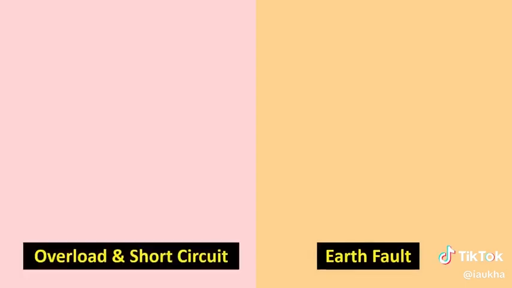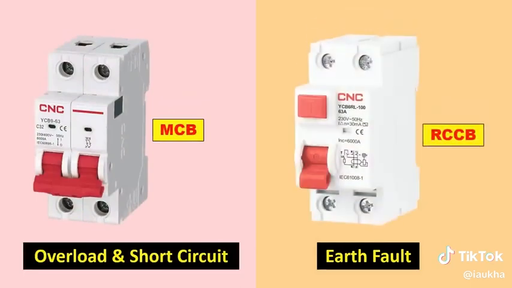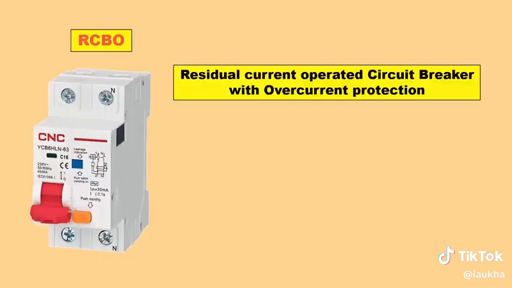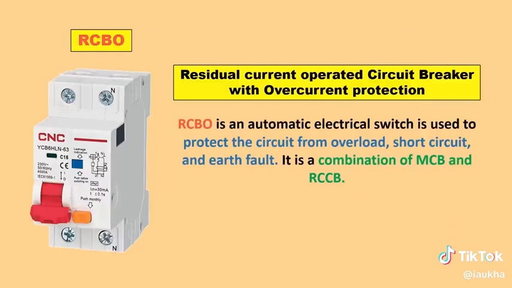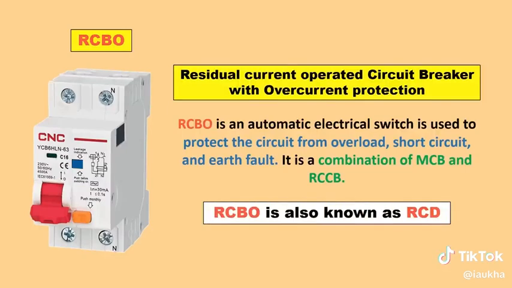Now if we want protection from earth fault, overload and short circuit, then we have to use MCB and RCCB, both these devices. But if you don't want to use two different devices, and instead by using only one device you want to get all the three protections, then in this condition you have to buy a RCBO. So through RCBO you will get overload, short circuit and earth fault protection. This RCBO we are talking about is also known as RCD. Many people have a doubt in their mind that the RCBO and the RCD are different devices, but it is not like that. This RCBO is also known as RCD.